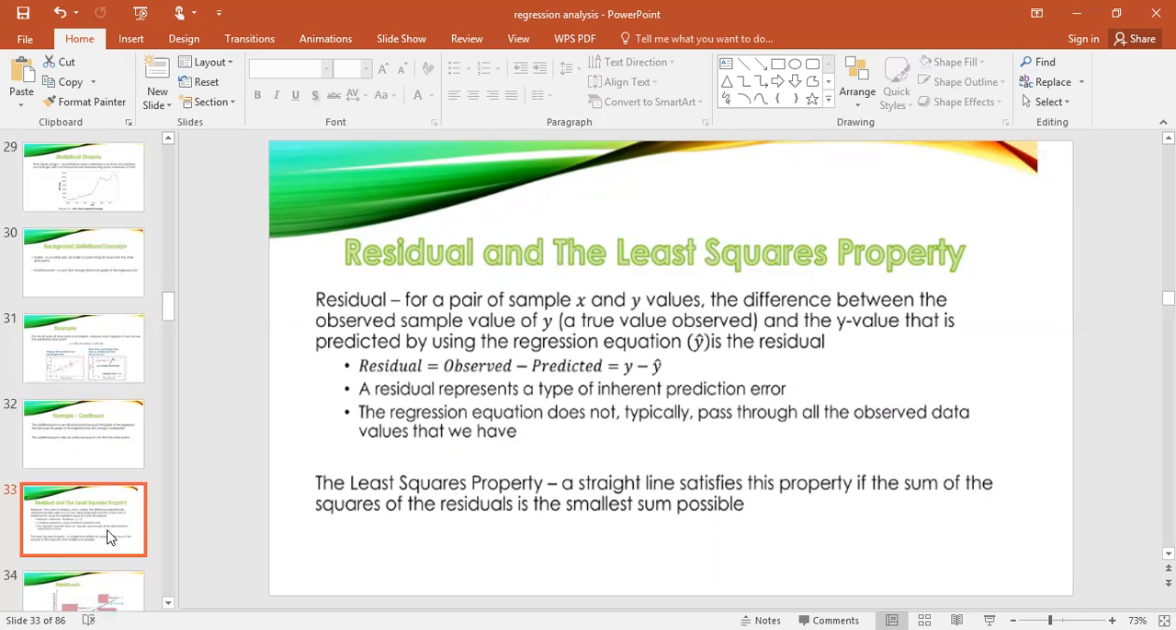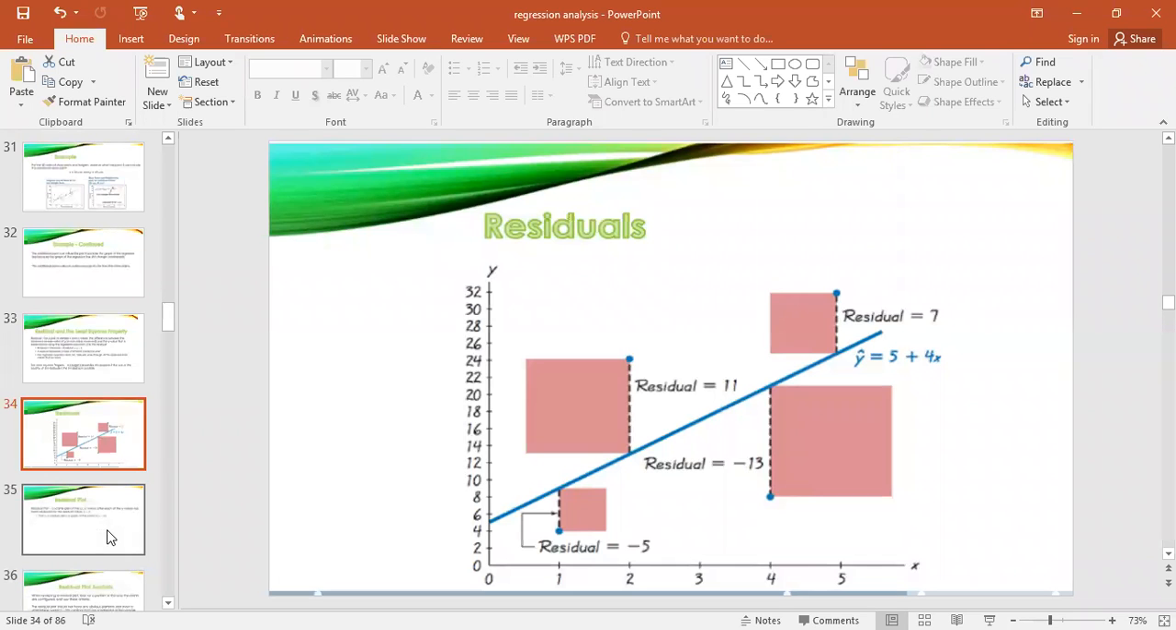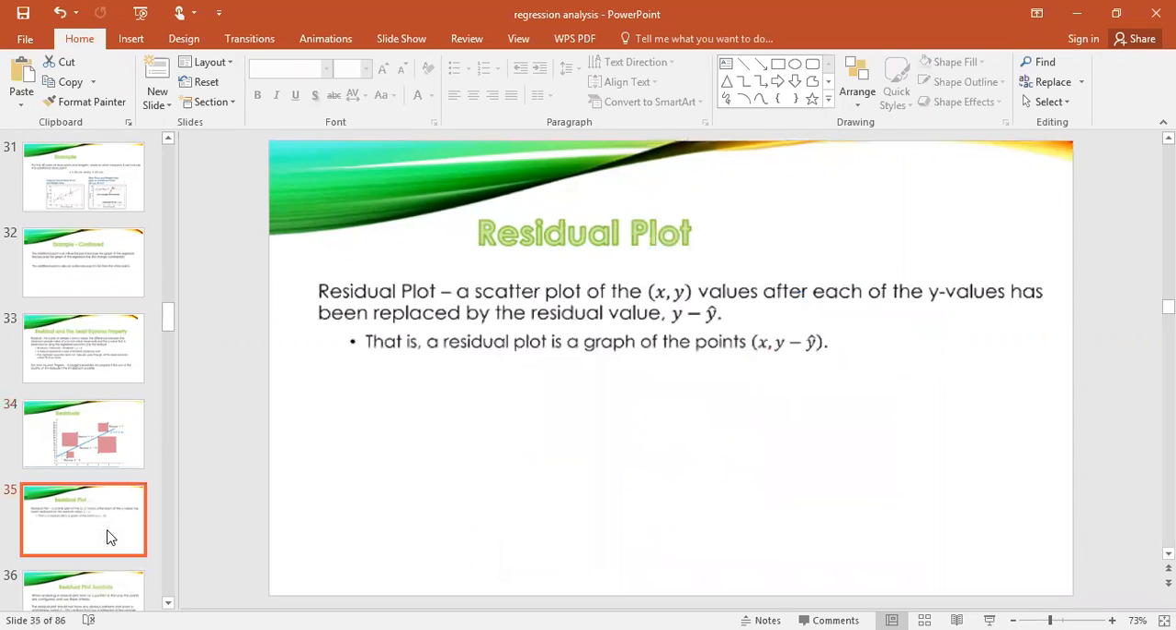The regression equation does not typically pass through all the observed data values that we have. The least squares property. A straight line satisfies this property if the sum of the squares of the residuals is the smallest sum possible. Residual plot. A scatter plot of the x, y values after each of the y values has been replaced by the residual value y minus y hat. That is, a residual plot is a graph of points (x, y minus y hat).